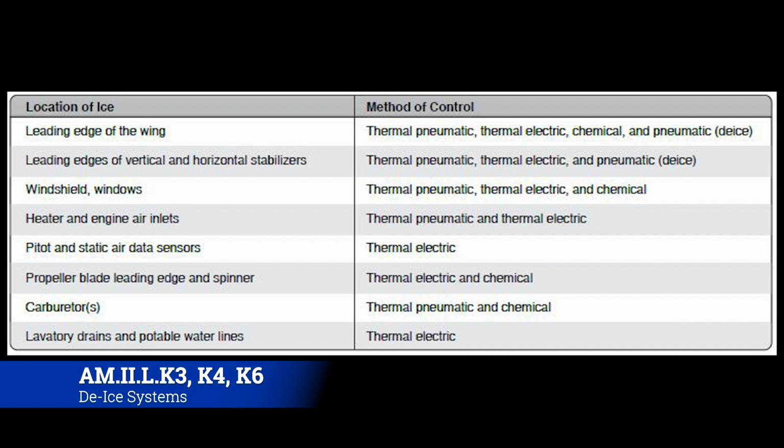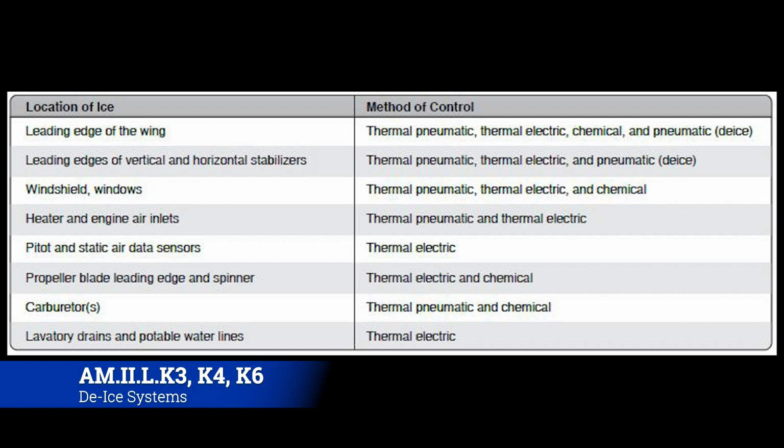Carburetors. This says chemical is out of the 8083. I've never actually seen a chemical carburetor, but hey, maybe it's out there. But thermal pneumatic, 100%. Even on small GA airplanes, what they're going to do is introduce hot air into that venturi and allow that ice to melt and go away. And the engine will just simply pass the water, and it'll be no big deal.